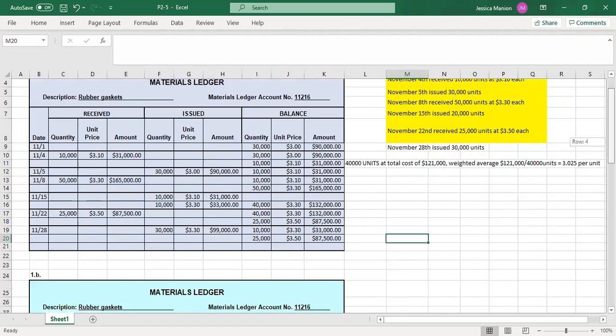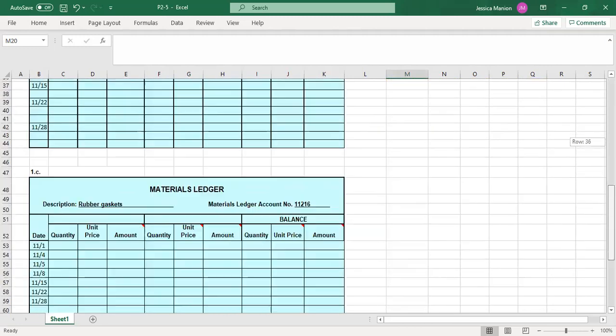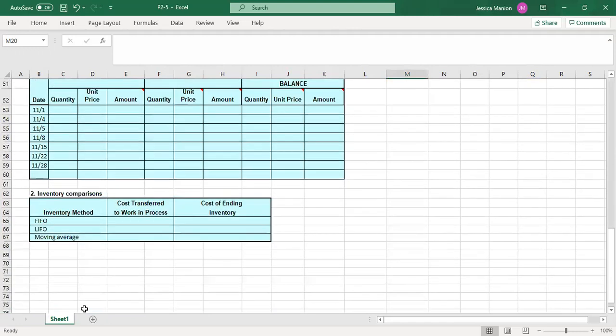And now part of this is asking us, if we scroll down a little bit on here, I guess we could fill them all in first and then kind of fill this in. But remember, it's asking us for each method, FIFO, LIFO, and then weighted average, or they're calling it moving average on here. But cost transferred to work in process. So remember, those are the costs that are issued to work in process, right? Costs that are issued or transferred to work in process.